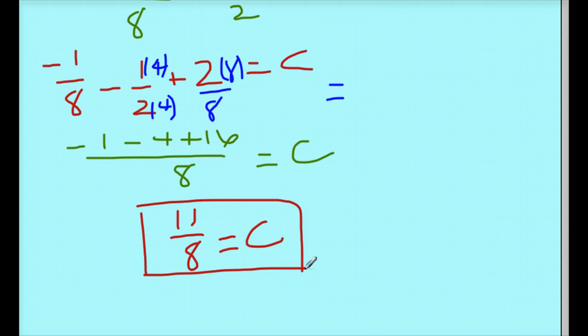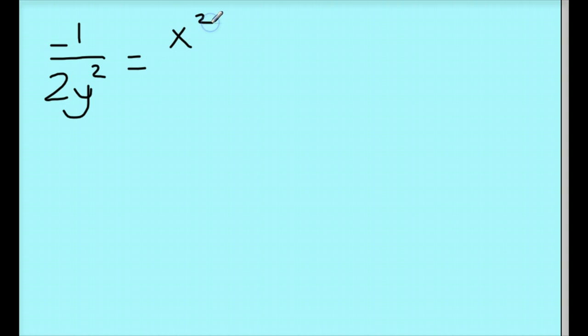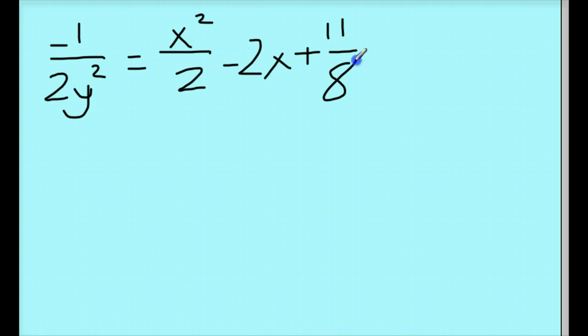So now what we're going to do is plug in that c into our equation, and the final step is to multiply everything so that we can get our y by itself. So I'm going to write in -1 over 2y squared we said was equal to x squared over 2 minus 2x plus 11 over 8. And as you notice, everything is not yet set to y equals.